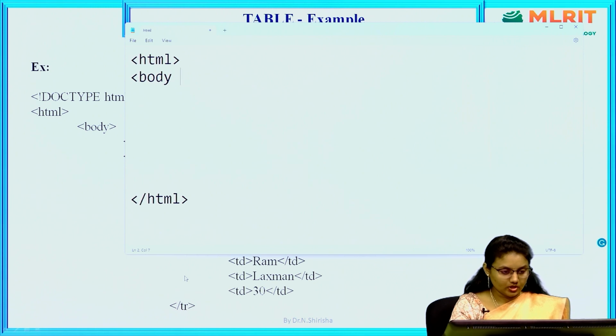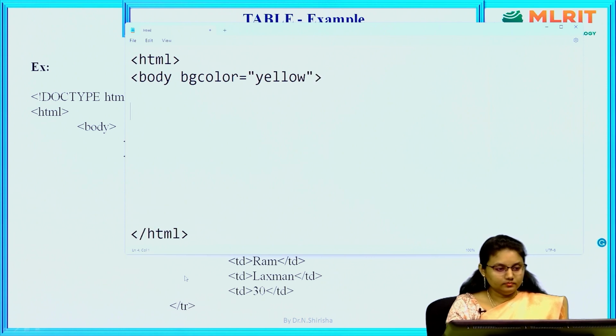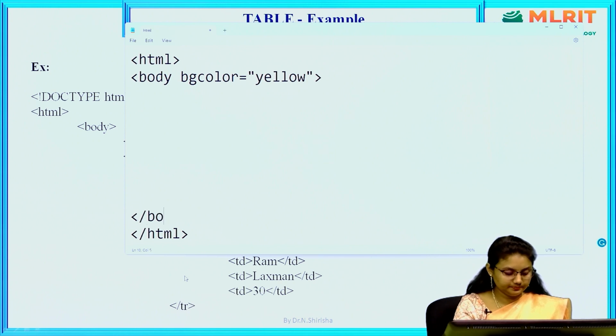Okay, in body I am taking BG color. Some attribute for this BG color will be, say, I am taking it as yellow. I can also give a hexadecimal value here. Then you should close your body part.